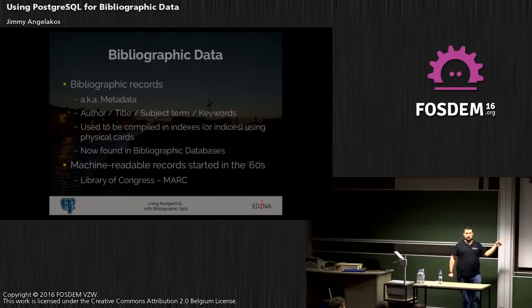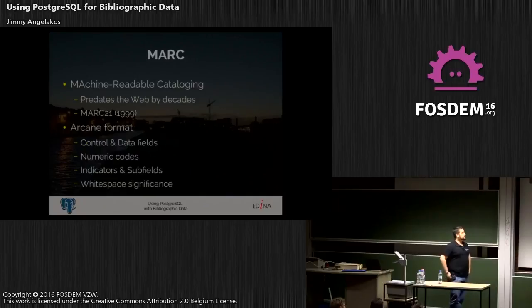This doesn't mean that they're the databases we're used to. They're not just databases you can query with SQL, for example. Librarians have their own query languages, and they have their own formats, which might seem alien to us, but they make pretty good sense for their line of work. So, in the 60s, we started having machine-readable records. And the Library of Congress actually specified a format which is called MARC. And MARC is machine-readable cataloging, very imaginatively titled.